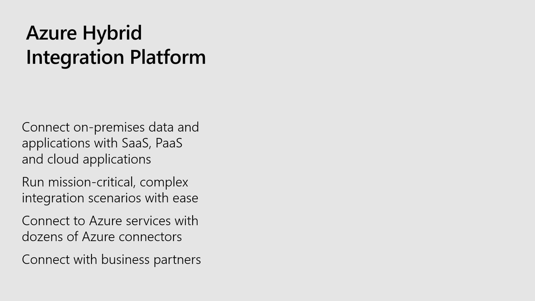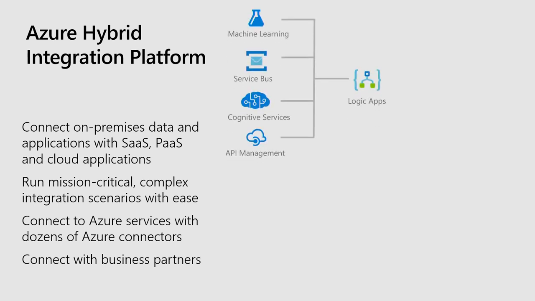Okay, so this is what all of this looks like when I draw it up. You've got Logic Apps connecting everything together in the same way as Flow connects everything together in the Power Platform. And then you have all the Azure services that it connects together, things like machine learning, the messaging services, cognitive services like the forms recognizer, and API management.